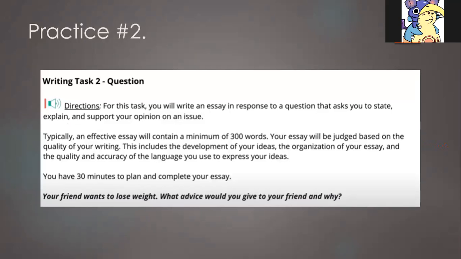Directions, for this task, you will write an essay in response to a question that asks you to state, explain, and support your opinion on an issue. Typically, an effective essay will contain a minimum of 300 words. Your essay will be judged based on the quality of your writing. This includes the development of your ideas, the organization of your essay, and the quality and accuracy of the language you use to express your ideas.